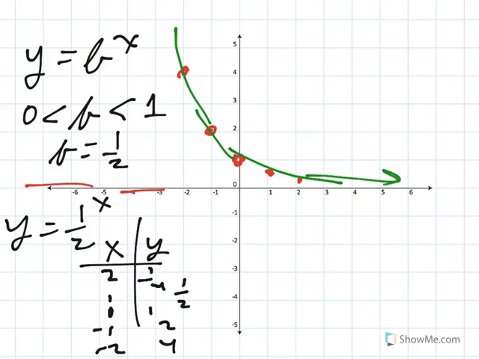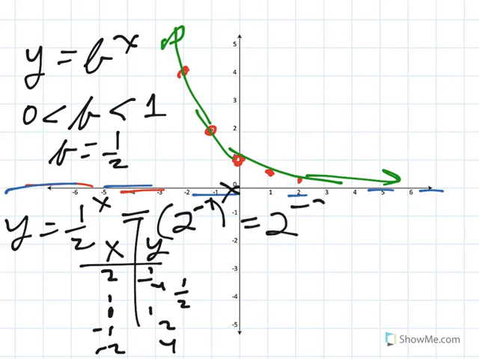Still has a horizontal asymptote on the x-axis. And one reason to show that this should be a mirror image of the other one is if we wrote 1/2 as 2 to the negative 1 power, it would become 2 to the negative x, which is like 2 to the x, except the minus in front of the x reflects it over the y-axis.